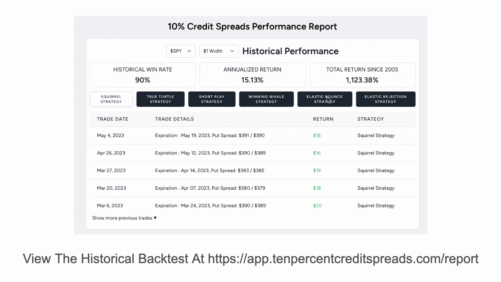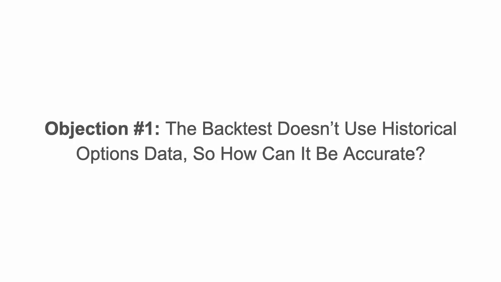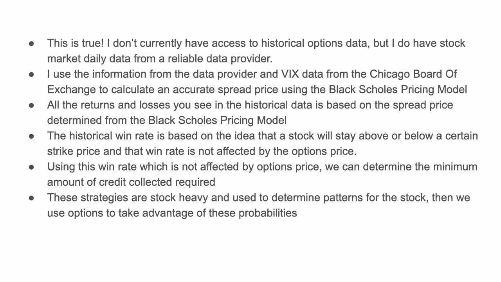So let's keep this backtest in mind when we're going through these questions. Okay, so if the backtest doesn't use historical options data, how can it be accurate? All right, well, here are my points. This is true. This algo and historical backtest does not use real options data, right?